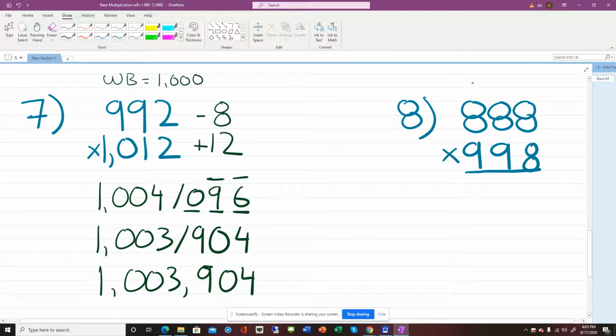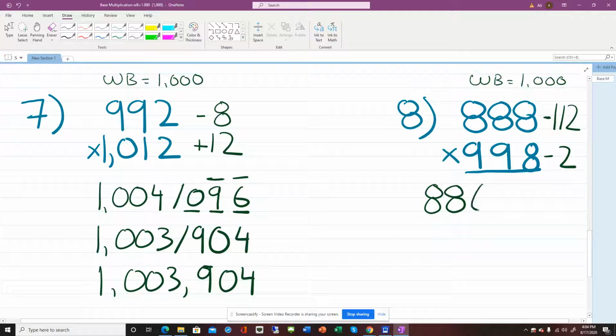Okay, here working base is 1,000. So what's the deficiency from 1,000? All from 9, last from 10. 9 minus 8 is 1. 9 minus 8 is 1. 10 minus 8 is 2. And then this has a deficiency of 2. It's much easier to cross subtract this way, so we get 886 / 3 spaces.